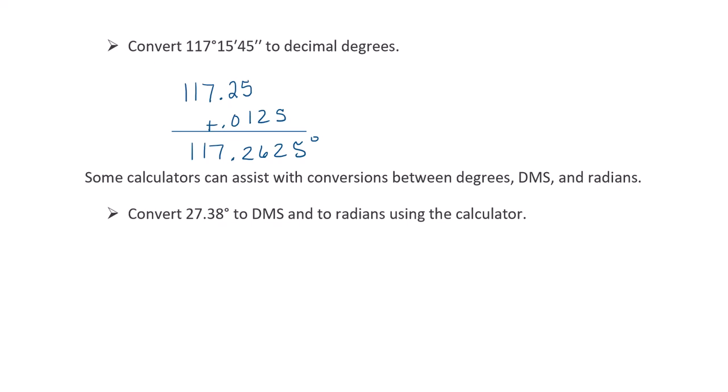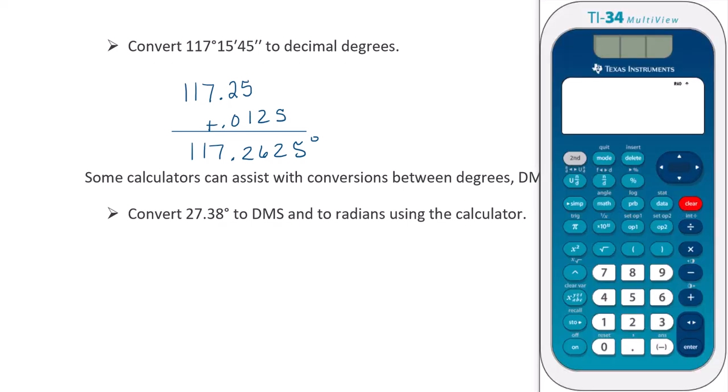Now some calculators can assist with conversions between degrees, minutes, seconds, and radians. So here let's practice converting 27.38 degrees to degrees, minutes, seconds, and then to radians using the calculator. My first step is to put 27.38. I need to communicate to the calculator that this is a degree measurement, so I'm going to hit second, and the angle menu is just under there. The first choice is degrees, so hit enter.